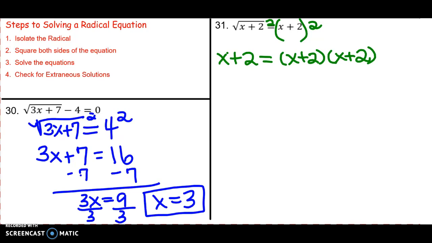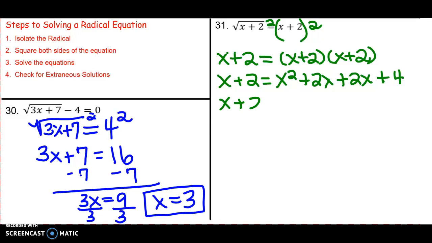All right, so on the right side of the equation, we're going to need to distribute that out. So I have x times x, which is x squared, x times 2, which is 2x, 2 times x, which is another 2x, and 2 times 2, which is 4. Now on the right side, we still need to combine like terms. We can combine the 2x plus the 2x. So we have x plus 2 equals x squared plus 4x plus 4.